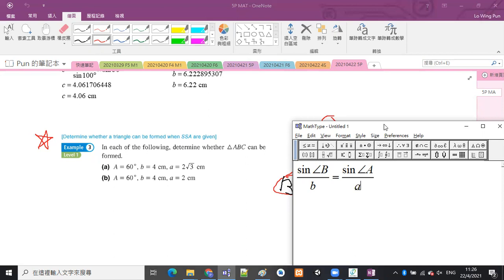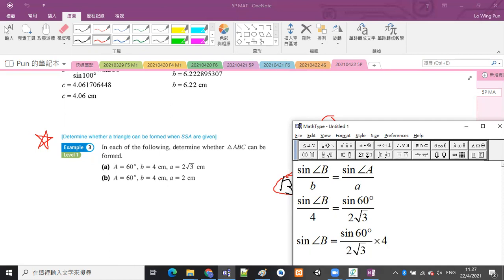Okay, so for the next step, I'm going to put the numbers into my equation. Sine angle B divided by length B, which is 4 cm, is equal to sine angle A, so that is sine 60 degrees, divided by length A, that is 2√3 cm. So I'm not going to write down the cm here. Is that okay? And because I want to find angle B, and it is divided by 4 now, I just multiply the 4 to the right-hand side, right? Okay. So sine angle B is equal to sine 60 degrees over 2√3 and then times 4.